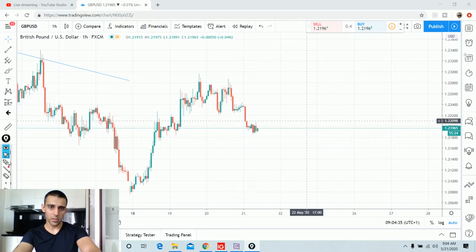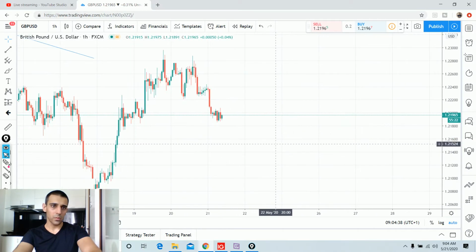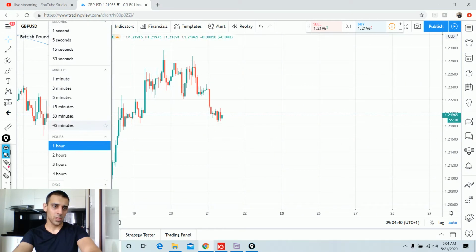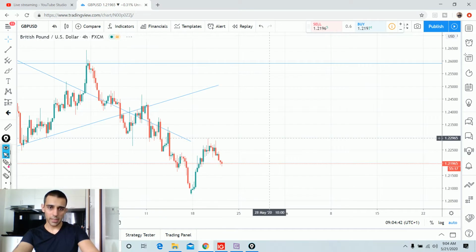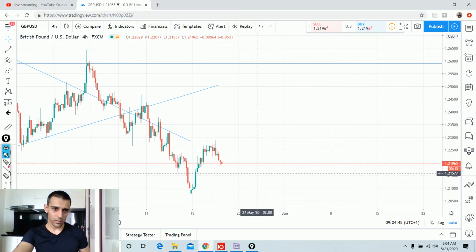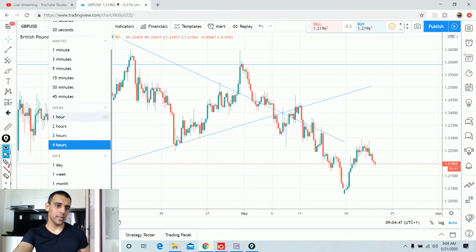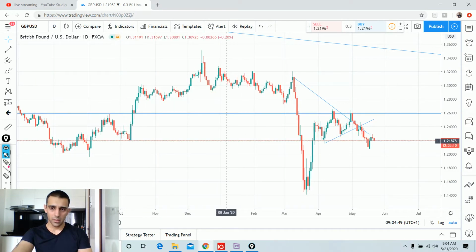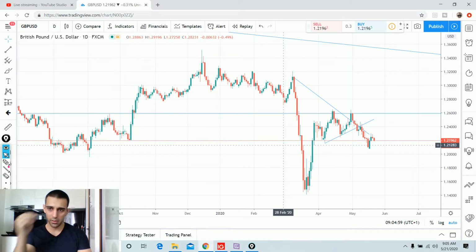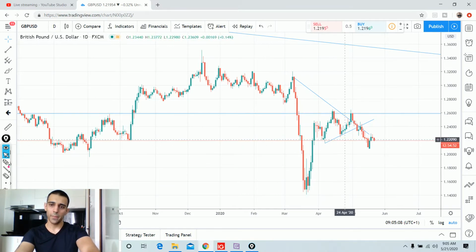Yeah, it needs about a 20 pip stop loss on this one. And for the potential target, hopefully we can pick a daily time frame for the target. So 121.30. If we went from 121.90 to 121.30, we're looking for 60 pips with a 20 pip stop loss. So that's 1 to 3.